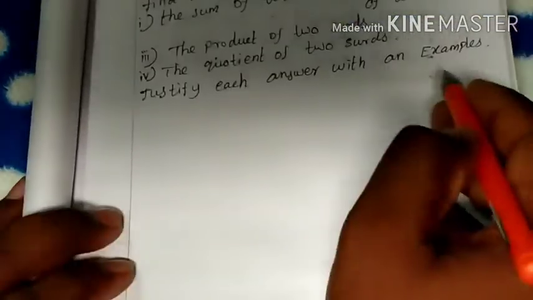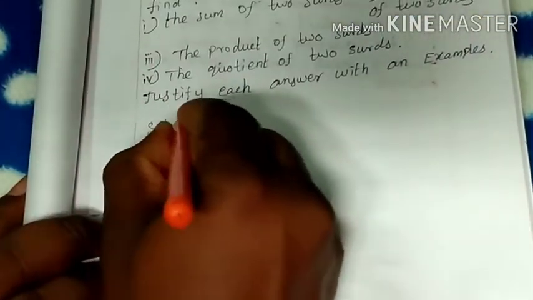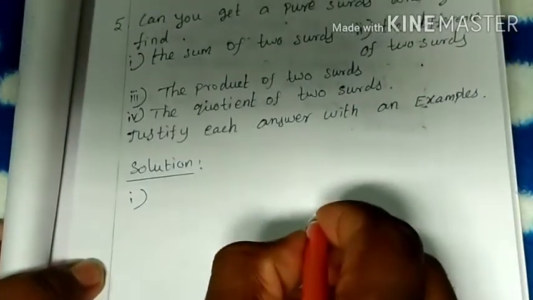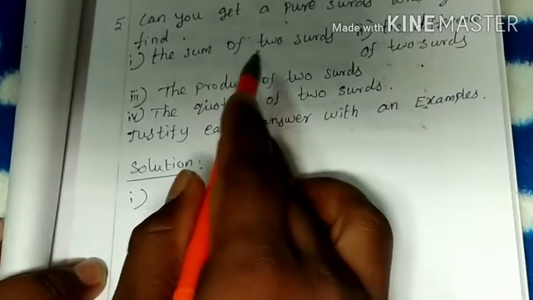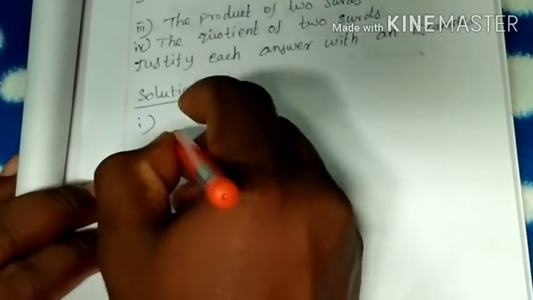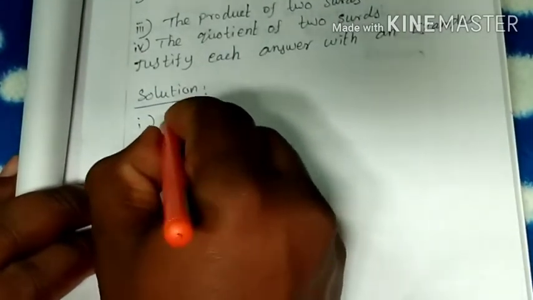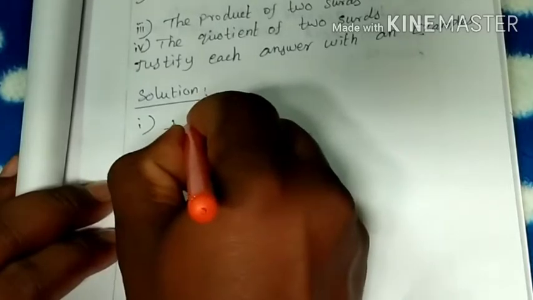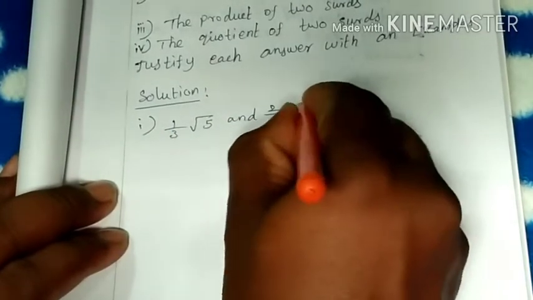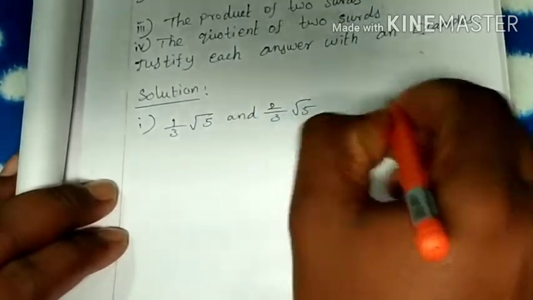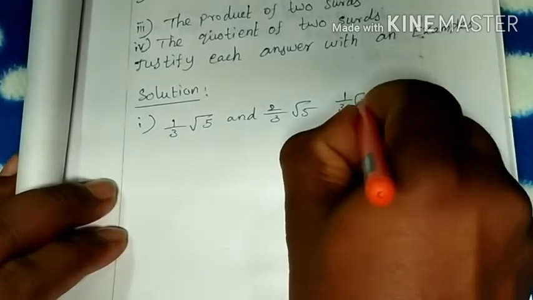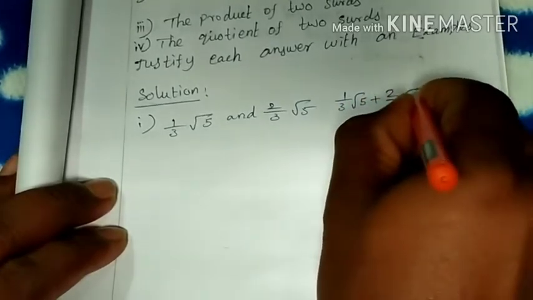So here is the solution. The first one: what is the sum of two surds? Let's consider the binomial surds 1 by 3 root 5 and 2 by 3 root 5. Let us consider this. What is the sum of these values? 1 by 3 into root 5 plus 2 by 3 into root 5.